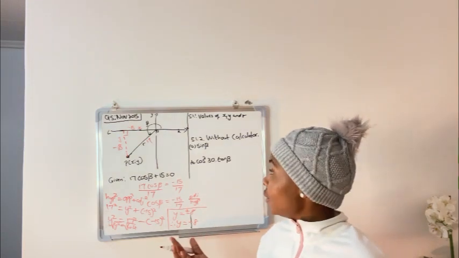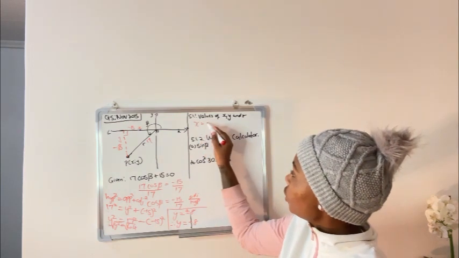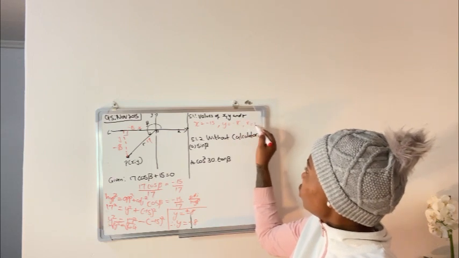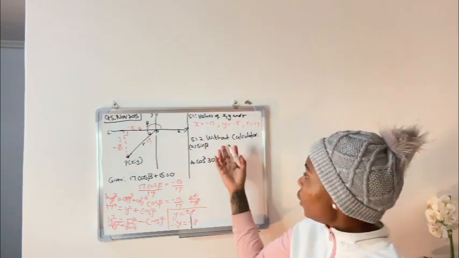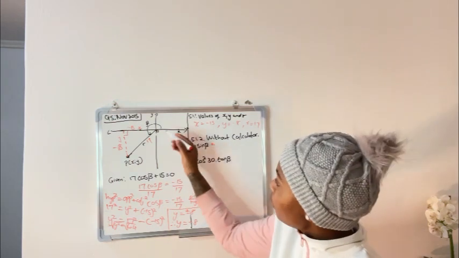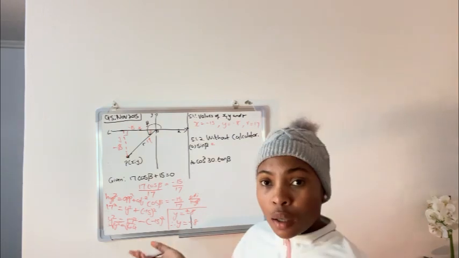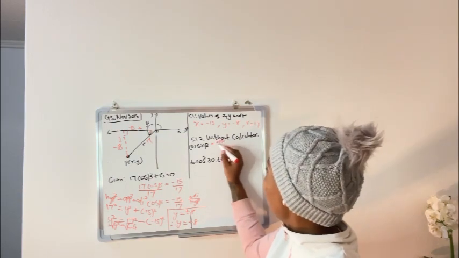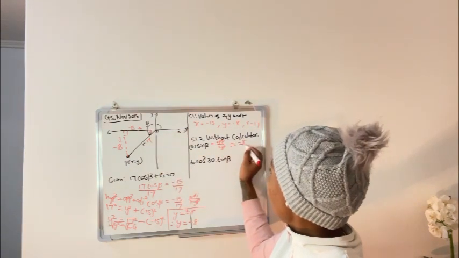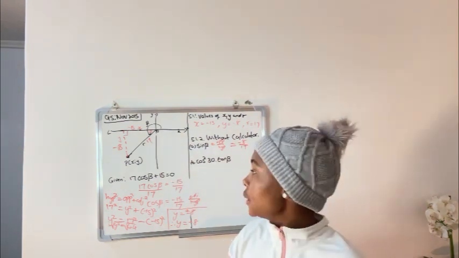5.1.1, determine the values of x, y, and r. And we have all the values. x is equal to negative 15, y is equal to negative 8, and r is equal to 17. Now we go to 5.1.2. Without a calculator, determine the value of sine beta. Remember, here is our beta. The definition of sine is opposite over hypotenuse. So the opposite side of beta is negative 8. Our hypotenuse is 17. So sine beta is equal to negative 8 over 17.